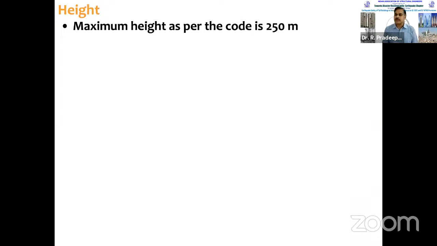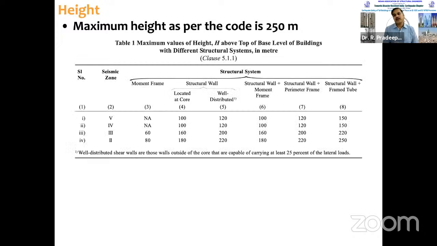16700 recommends a maximum height of 250 meters. That is the maximum height which can be designed using this code, and that too not for all types of structural systems and not in all zones. This table clearly shows that in zone 2, if the structural type is a structural wall plus frame tube, then up to 250 is allowed. But if it is a moment frame structure, what is allowed is only up to 80 meters, that too in zone 2 area.